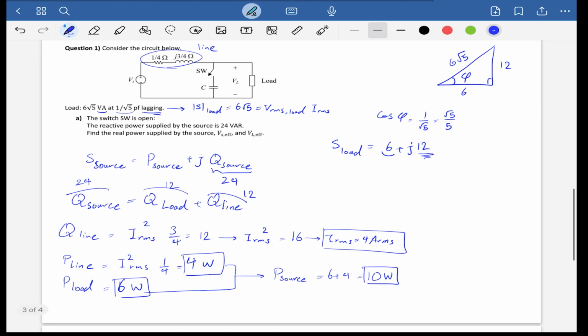Now, we found the first thing that the question asked from us. But what about the effective V of the source and the load? We know that by knowing this information, we can also find the complex power for the source. It will be 10 plus 24j, right?